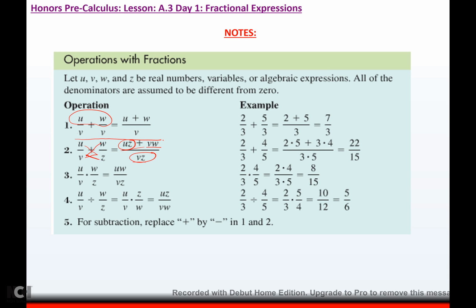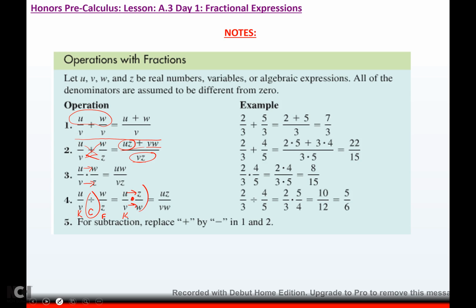When you multiply, straight across the bottom, straight across the top. When you divide, you have to keep, change, flip. So you keep the first one, we change divide to times, and we flip the second one, and then you're right back to straight across the top, straight across the bottom.